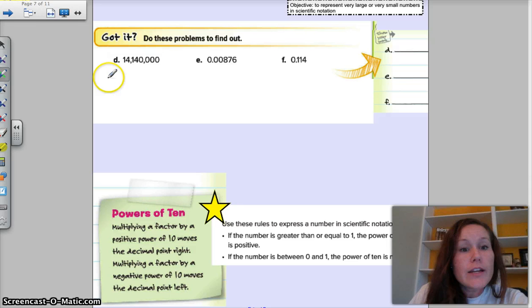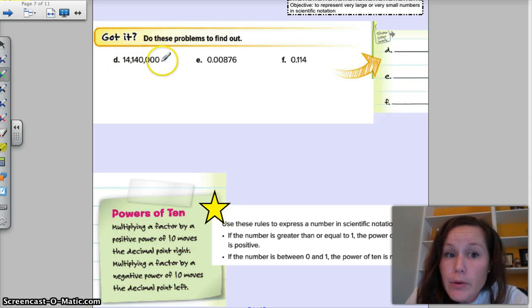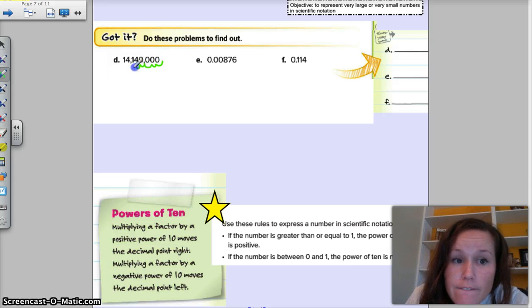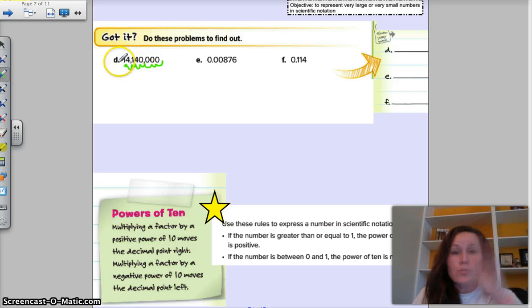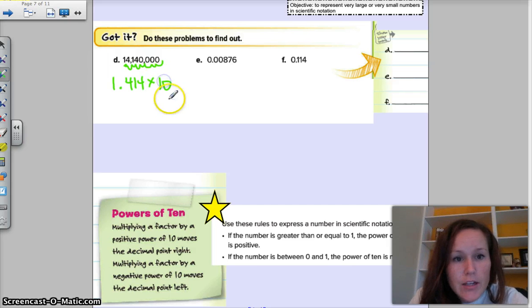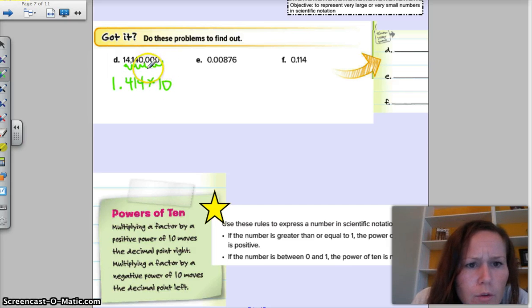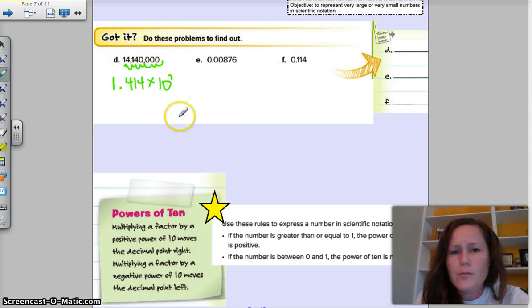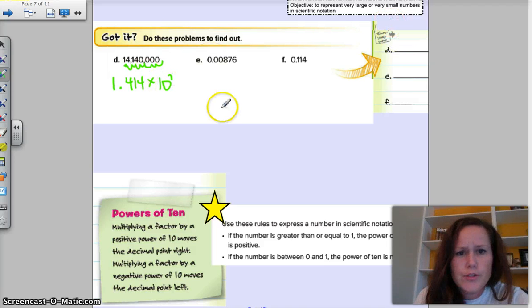Okay, let's look at number D. My number is greater than 1, so I'm going to have a positive exponent. 1, 2, 3, 4, 5, 6, 7. I want to get my decimal point so there's one number in the ones place and the rest is in decimals. So I have 1.414 times 10 to the, how many did I move? 1, 2, 3, 4, 5, 6, 7. 10 to the 7th. Not enough room for me. Go ahead and write it over here on yours.